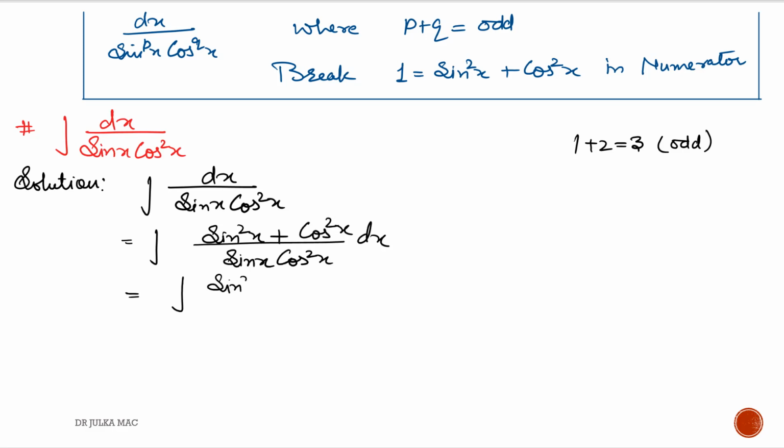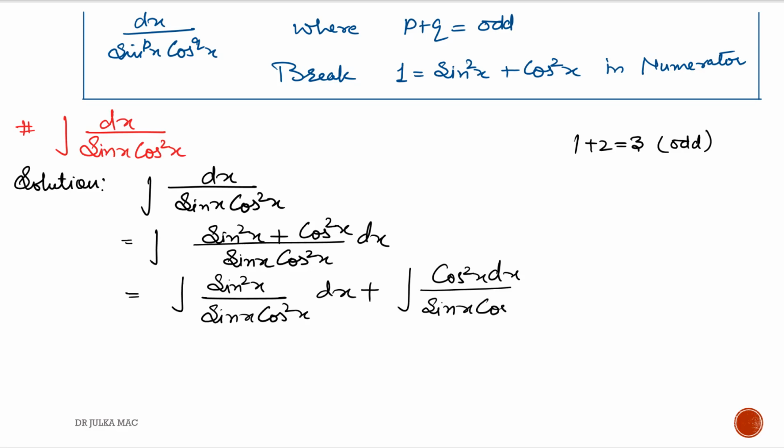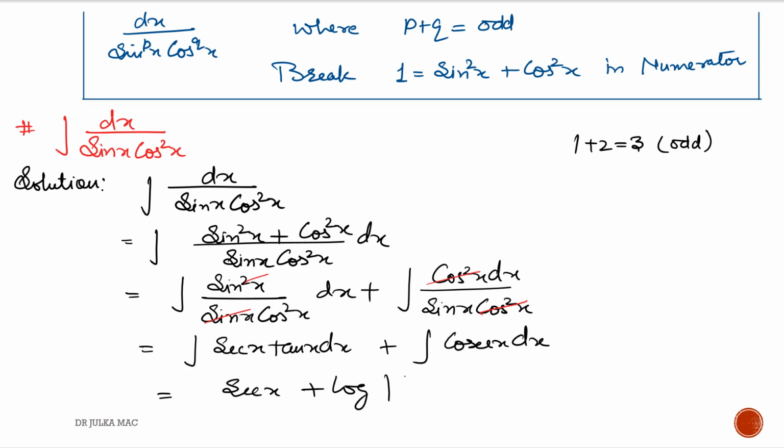So the first part is sine square x upon sine x cos square x, plus the second part is cos square x divided by sine x cos square x. And after simplifying, we have sec x tan x dx, and the second part is cosecant x dx. Integration of the first part is sec x, plus integration of the second part is log tan x by 2, plus c.